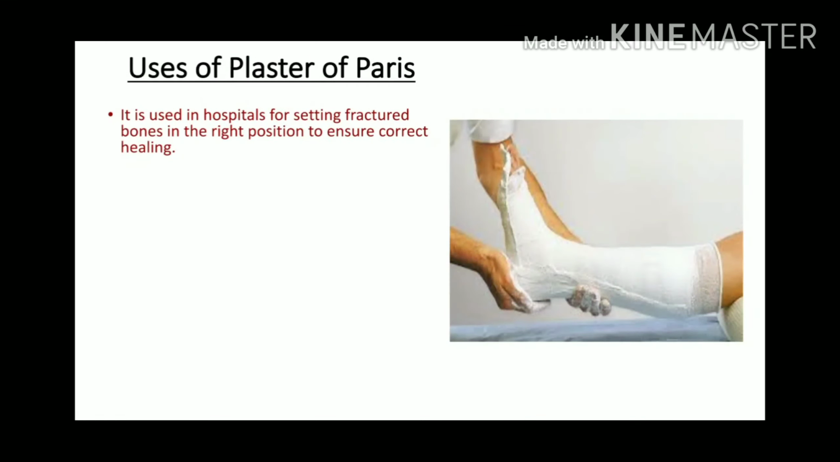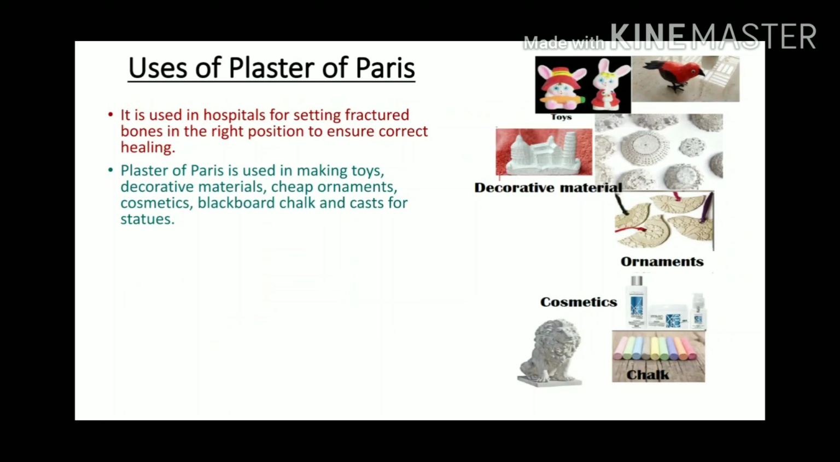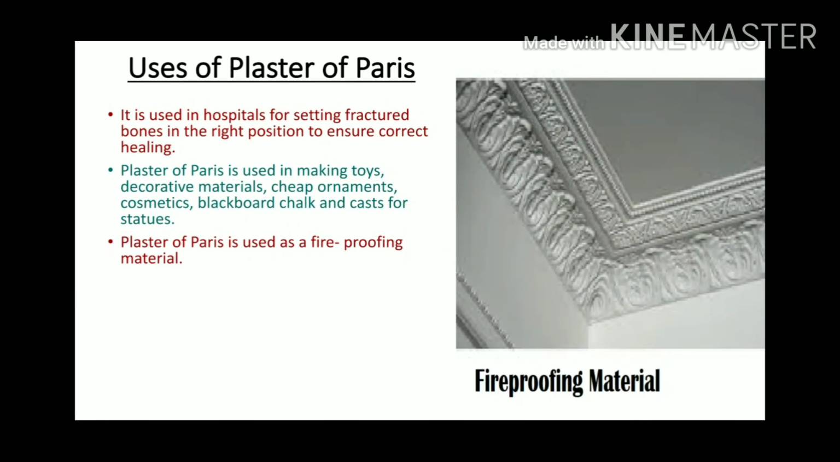And now for the uses of plaster of Paris. It is used in hospitals for setting fractured bones in the right position to ensure correct healing. Plaster of Paris is used in making toys, decorative materials, cheap ornaments, cosmetics, blackboard chalk, and cast for statues. Plaster of Paris is used as a fireproofing material.